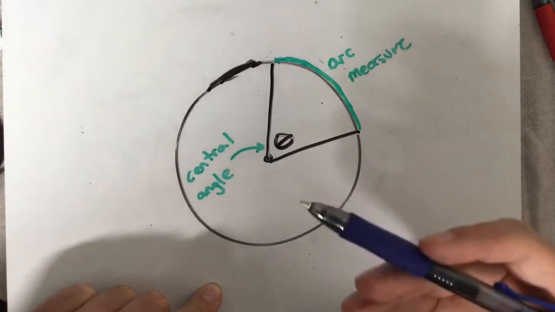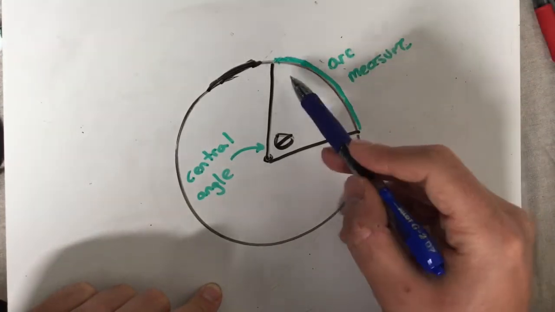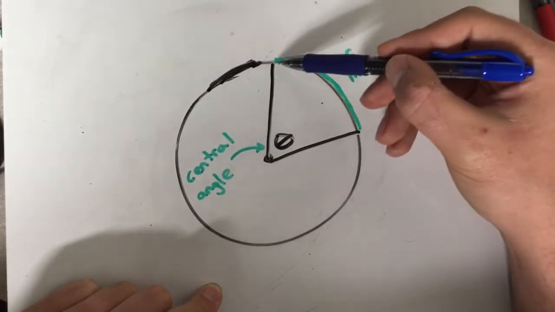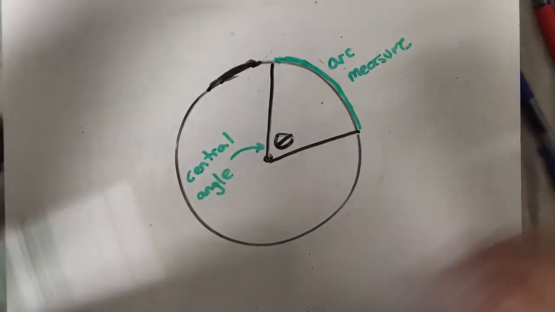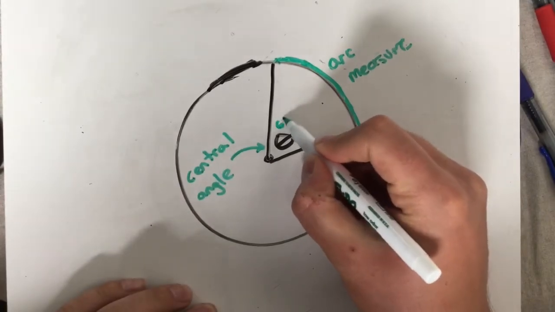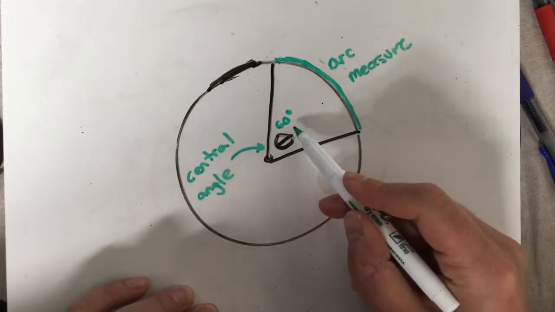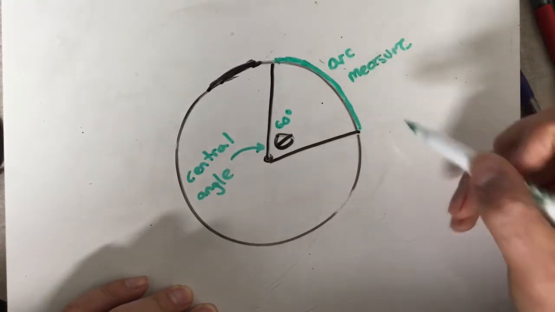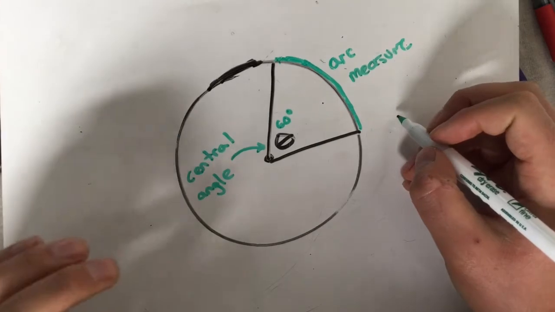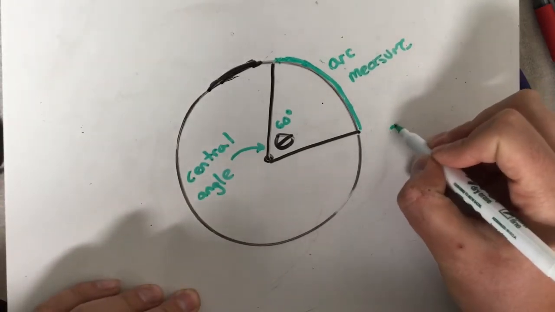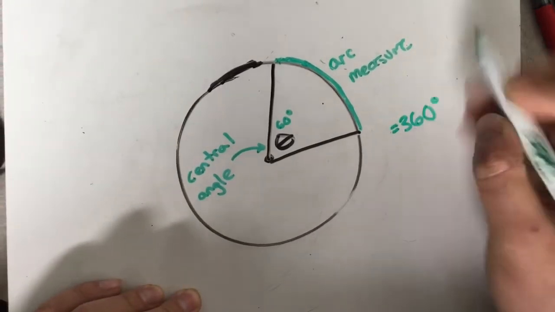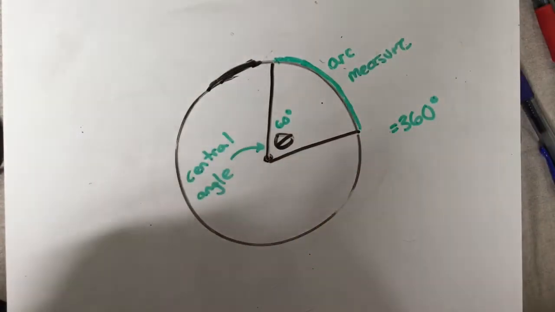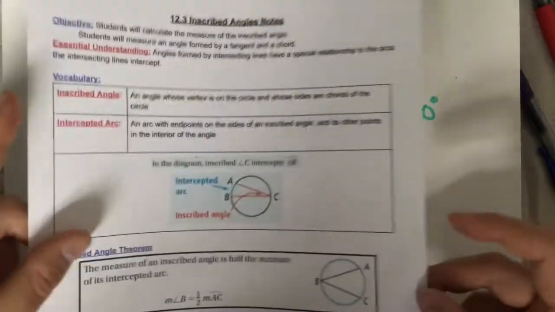In previous lessons, such as arc length or finding the area of a sector, we used this central angle. Let's say I know this central angle was 60 degrees. It has the same measure as this arc measure of our circle here. And I want to remind you that the total angle measure of a circle is equal to 360 degrees, so all the way around the circle would be 360 degrees. Let's keep that in mind as we go through this lesson.